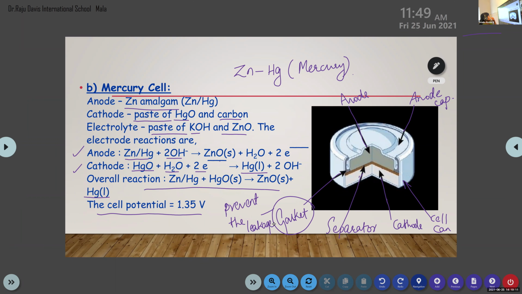So these two cells are examples of primary batteries. The first one is the Leclanche cell or dry cell, and the second one is the mercury cell. In both these cases, we cannot reuse them, because once the chemical reaction has taken place, after a period of time this battery becomes dead and we cannot reuse it.